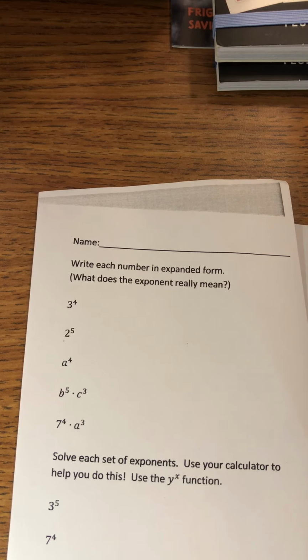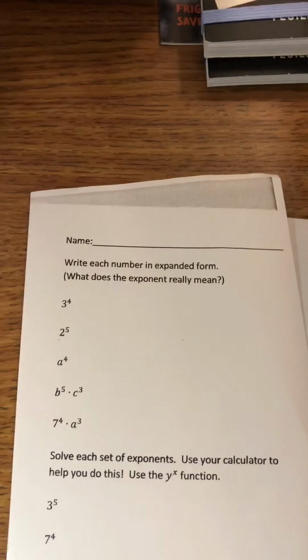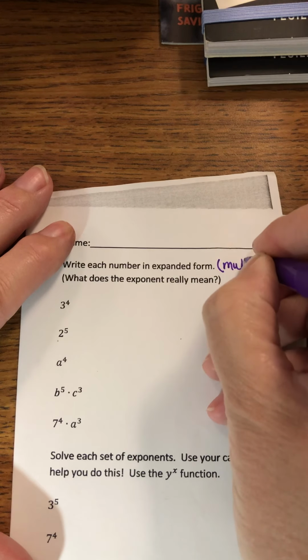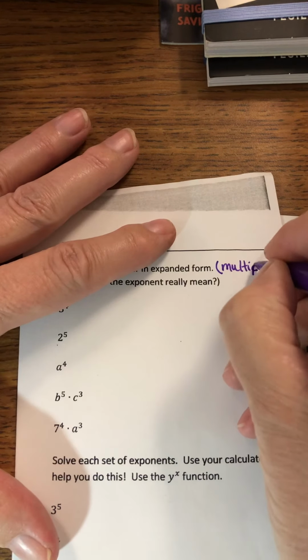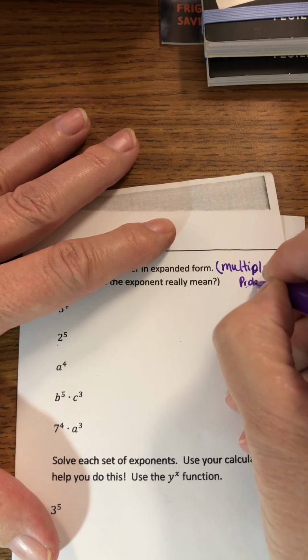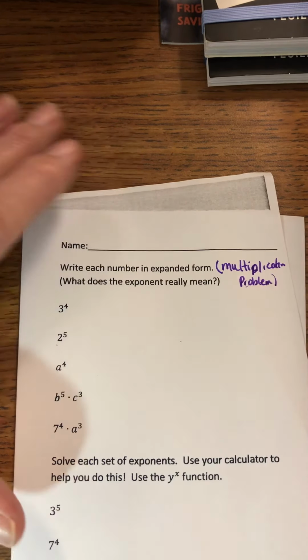Some of us have asked for a little more reinforcement with exponents, so I'm going to take this opportunity to do that for you. Now, as you can see, it says write each number in expanded form. What does that mean? So we're going to write it out as a multiplication problem. Sorry, but it's kind of sloppy.